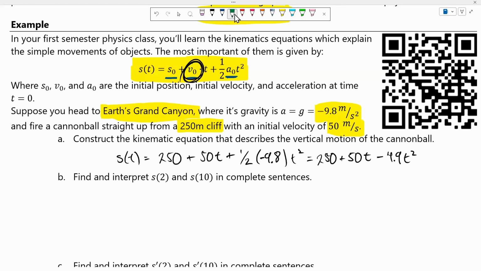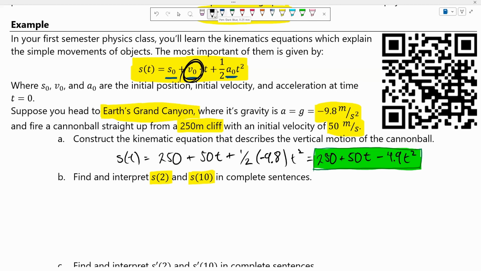That's it. What I've just done is I've constructed the kinematic equation that describes the motion of this object, of my cannonball, if I shoot it off of a cliff. Okay? Awesome. Okay. Now let's go ahead and do some, we'll start easy. Okay? First of all, I'm going to find S of 2 and S of 10. Good old pre-calc style.